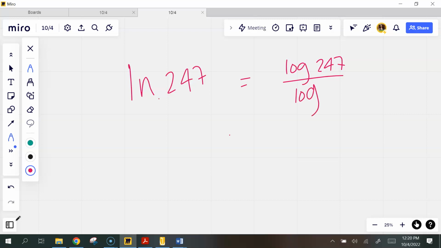And what's the base here? If there's no base, the base on this one is 10, yes. But I do that because my calculator, if I just push log, it automatically goes to log base 10. And ln is log base e.